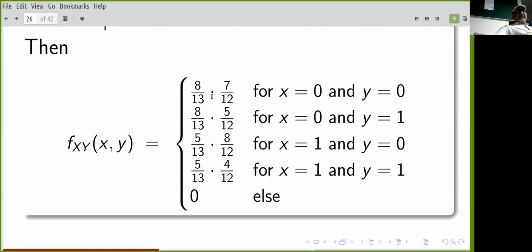So this is the probability for x equals 0 and y equals 0. This is for x equals 0, y equals 1. This is for x equals 1 and y equals 0. And this is for x equals 1 and y equals 1. And for anything else, you've got 0. So this is your joint PMF for x and y.